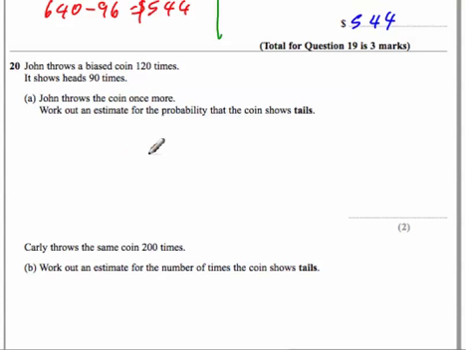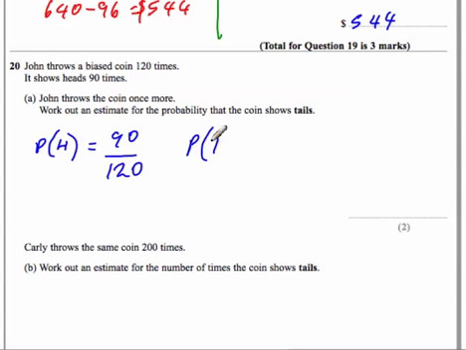Well, it's shown heads 90 times out of 120. So the probability of John getting a head would be 90 out of 120. Now that must mean that the probability of getting a tail must be, well, if 90 120ths is the probability of getting a head, then there's 30 120ths left.